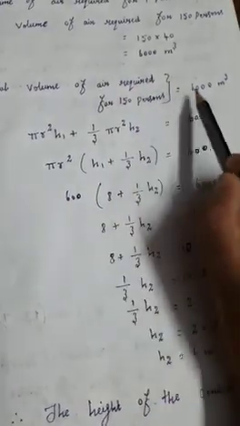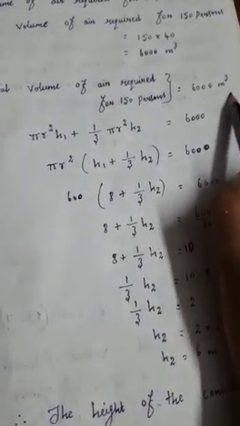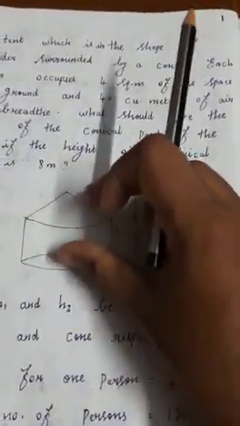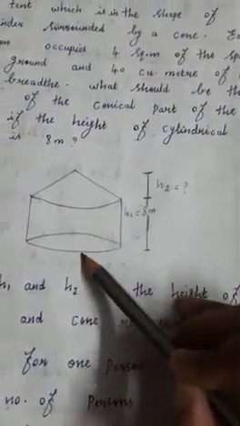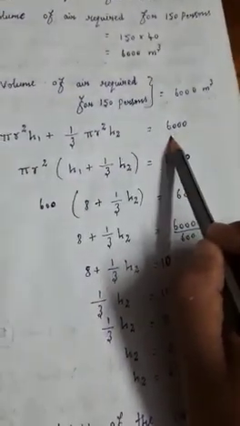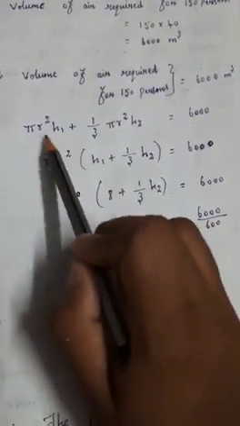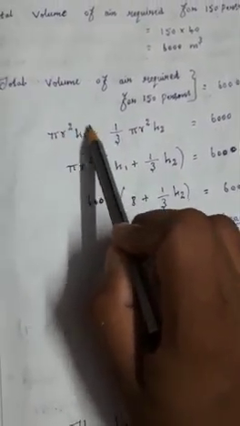Now we have to write the total volume of air required for 150 persons. We know the total volume is 6000, which is this plus this. We know the volume is 6000, but we need to find the height, so we can use the same formula. The volume is 6000 meter cube, which is the volume of the cylinder plus the volume of the cone. So write: volume of the cylinder plus volume of the cone is equal to 6000 meter cube.